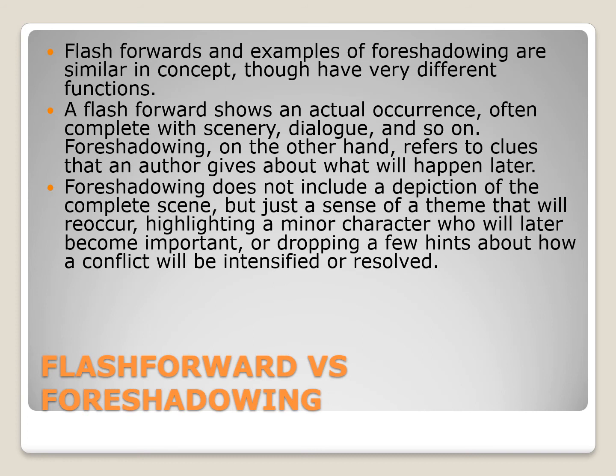Flash forward versus foreshadowing. Flash forwards and examples of foreshadowing are similar in concept, though have very different functions. A flash forward shows an actual occurrence, often complete with scenery, dialogue, and so on. Foreshadowing, on the other hand, refers to clues that an author gives about what will happen later. Foreshadowing does not include a depiction of the complete scene, but just a sense of a theme that will reoccur, highlighting a minor character who will later become important, or dropping a few hints about how a conflict will be intensified or resolved.